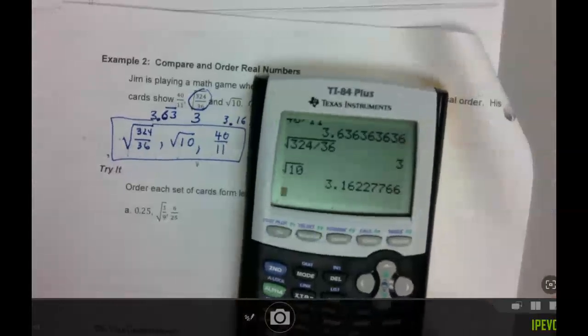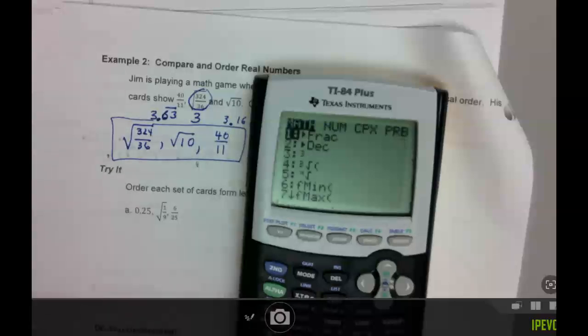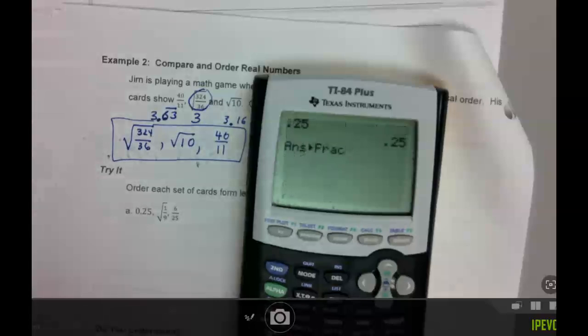All right, we already got 0.25, so let's clear this out. And I'll show you another little trick. Watch this real quick. Put 0.25 in and hit enter. Of course, it's just going to say 0.25, isn't it? Correct? Hit the math key, and you see number 1, which says fraction. Hit number 1 and hit enter, and it puts it as a fraction as well. Does everybody see that? Does everybody get that? Did I go too fast?